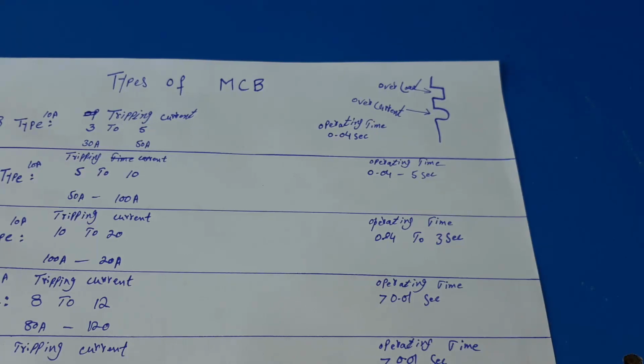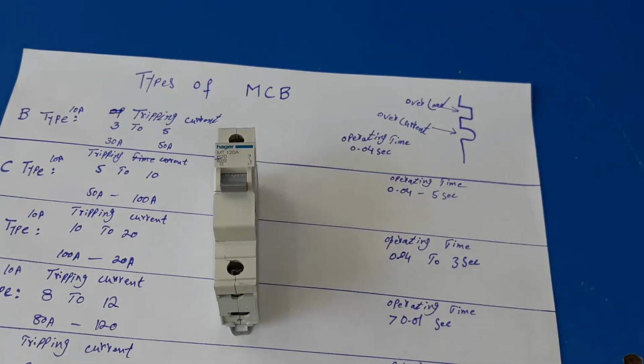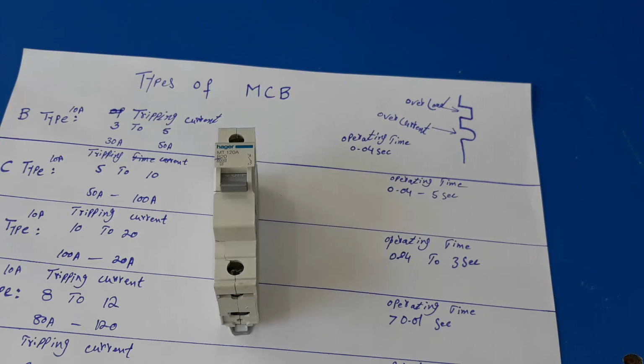If we discuss the tripping mechanism, an MCB has two types of tripping mechanism. First of all, thermal tripping, and second is magnetic tripping. What is thermal tripping? In this video I will discuss with you what thermal tripping is. The thermal trip unit protects against overcurrent.